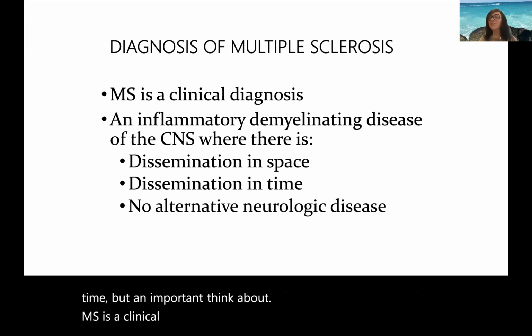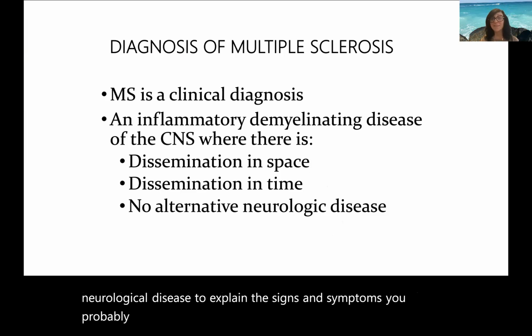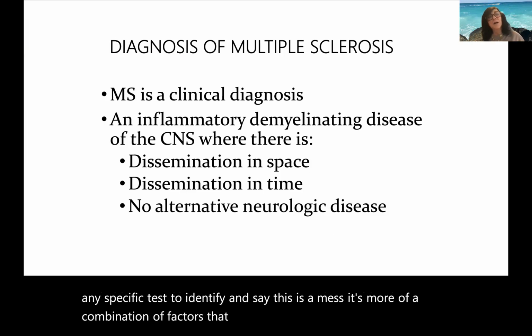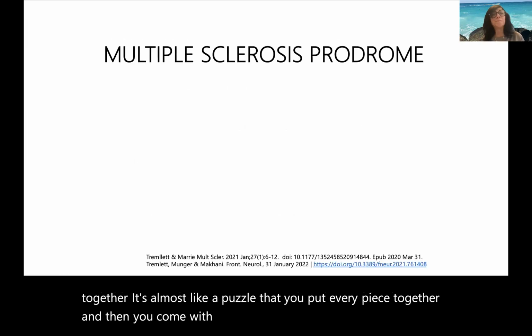And usually, if you don't have any alternate neurological disease to explain the signs and symptoms, you probably say it's likely MS. Since we don't have a blood test or any specific test to identify and say this is MS, it's more of a combination of factors that we as clinicians think about and put together. It's almost like a puzzle where you put every piece together and then you come up with the diagnosis.